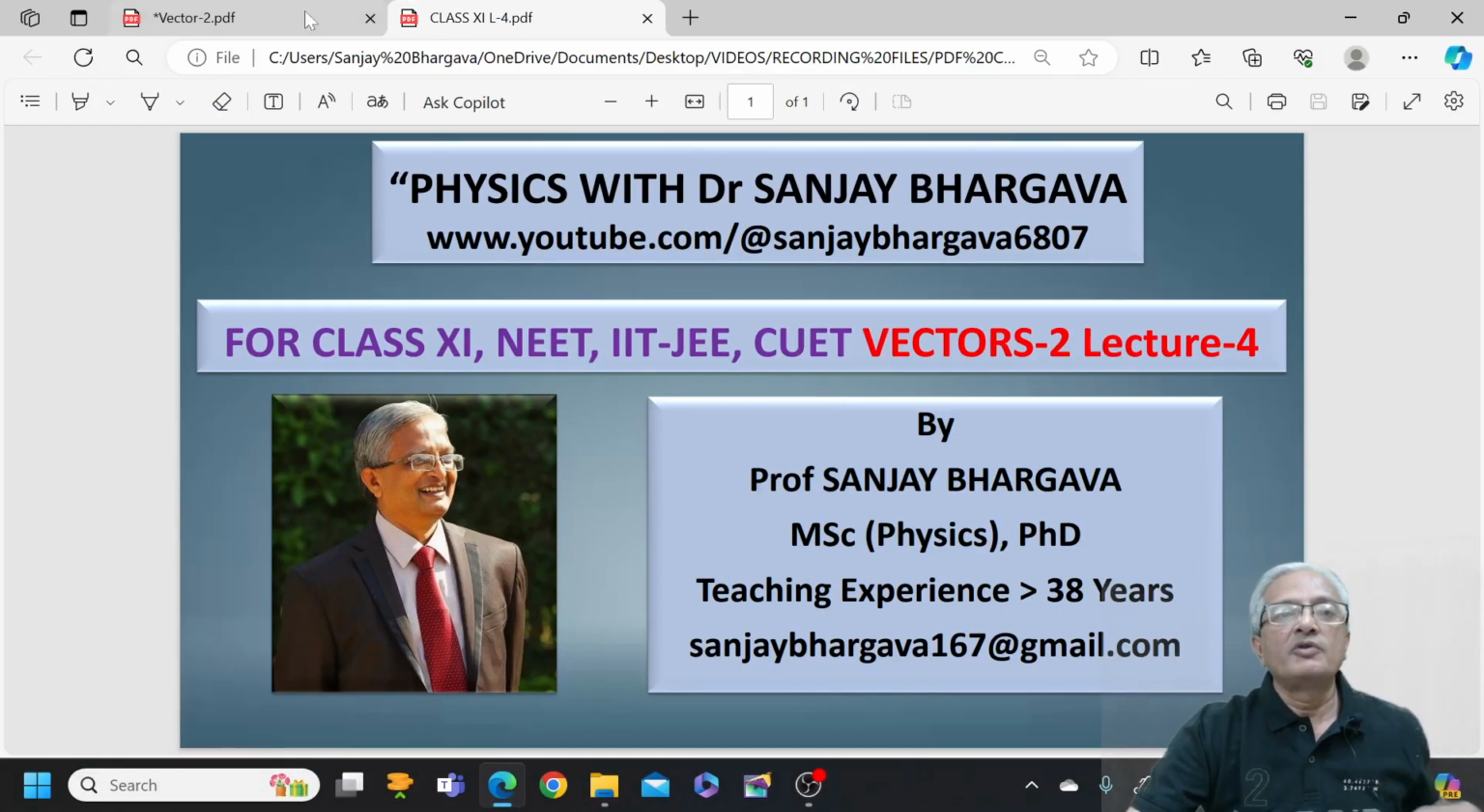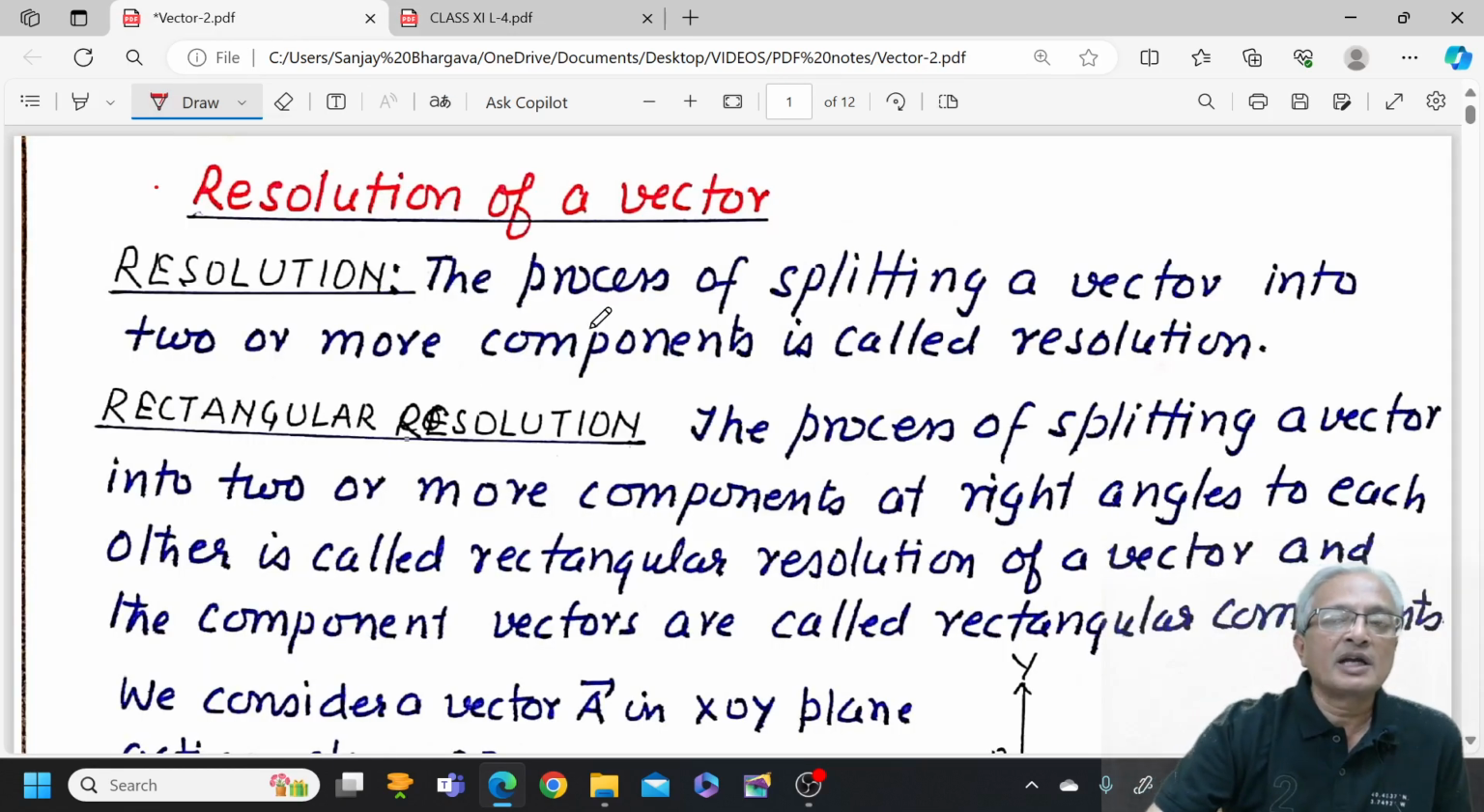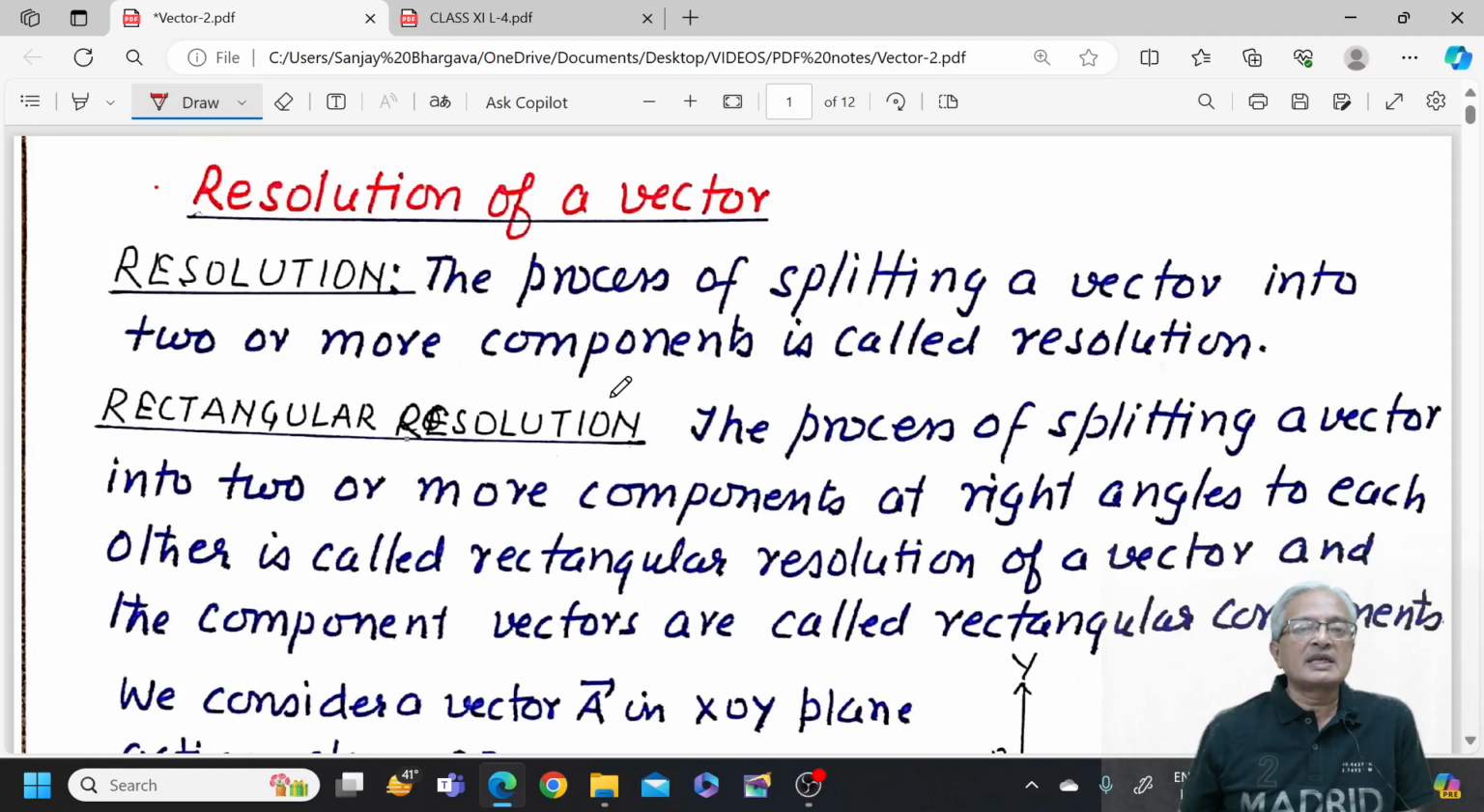In this video today, we are going to understand resolution of a vector. Then we are going to study the multiplication of two vectors through the scalar product and the vector product. Then we will study different properties of the scalar and the cross product, then the applications of the product. Then in the last we will introduce the concept of relative velocity. So we begin this lecture with resolution of a vector.